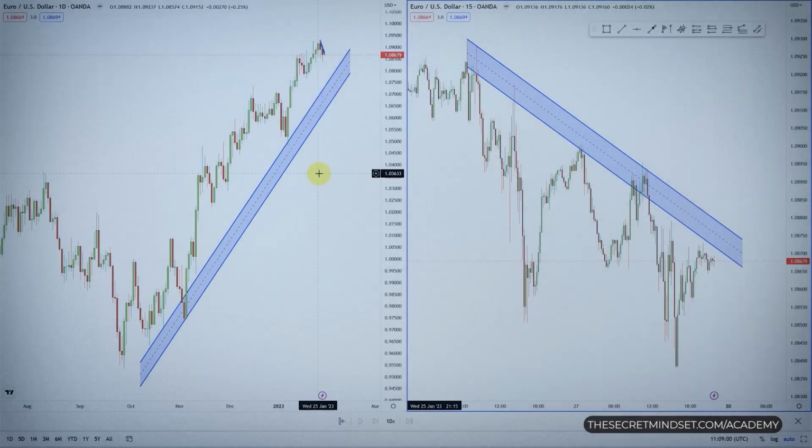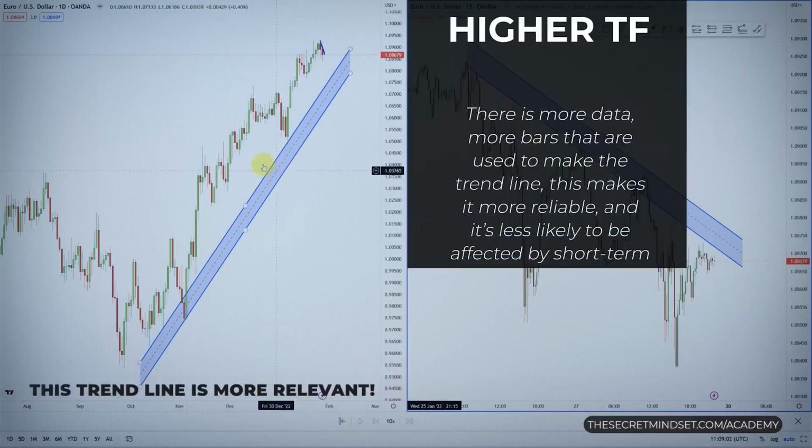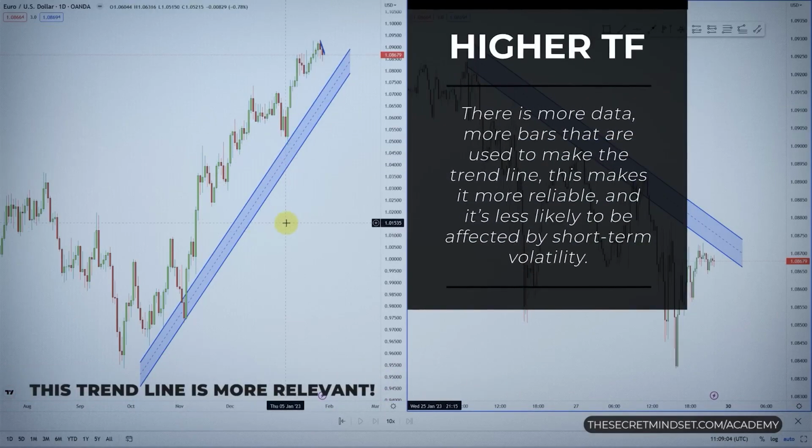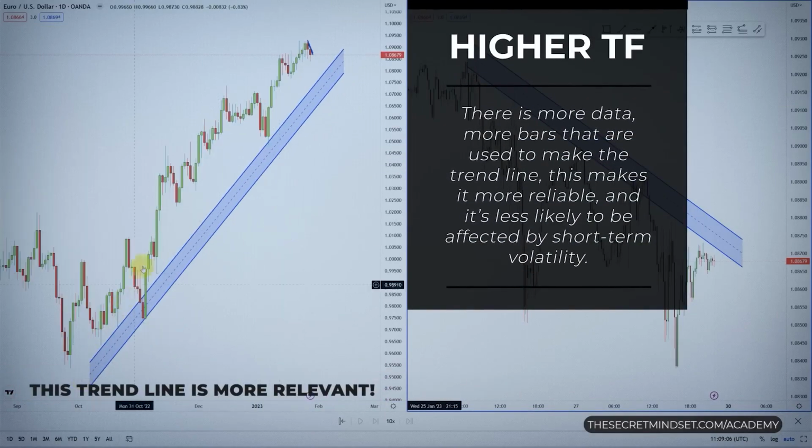Which one has more relevance? It's the higher time frame one. There is more data, more candles that are used to make the trend line. This makes it more reliable, and it's less likely to be affected by short-term volatility.